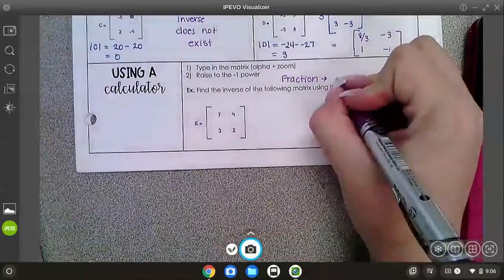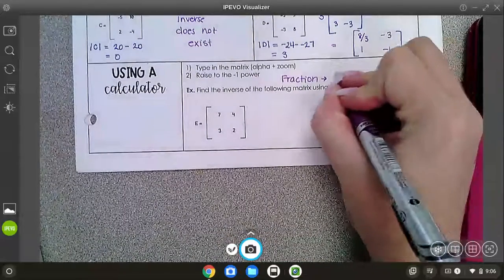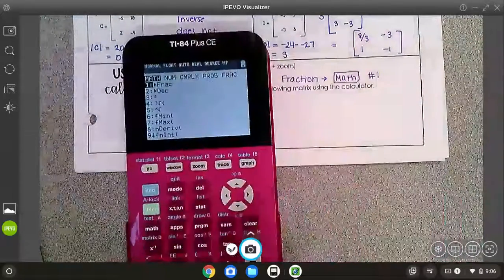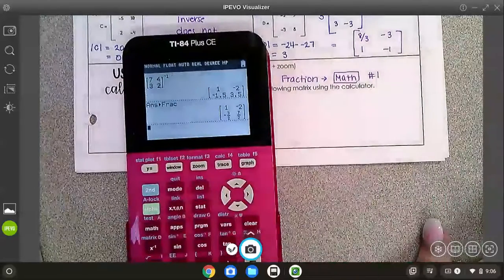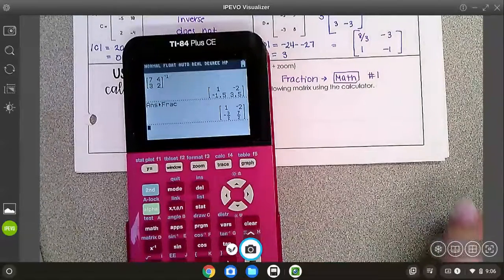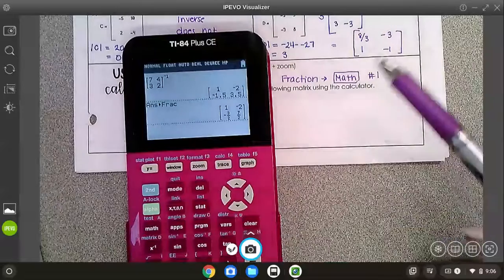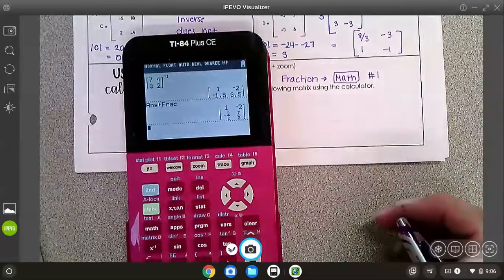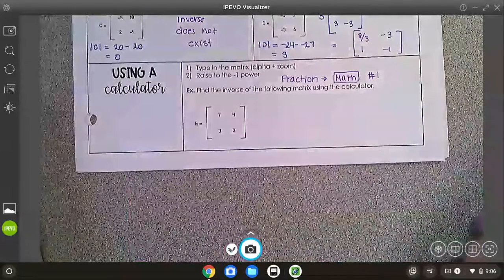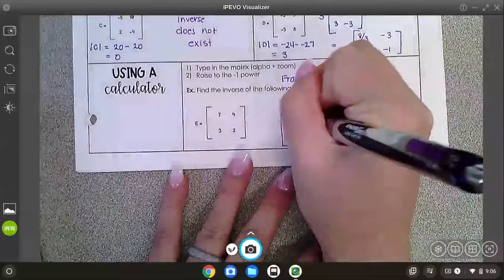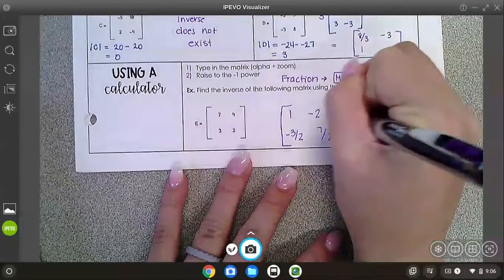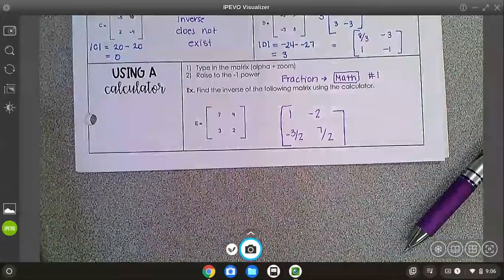It's the math button, and then it's number 1. And it'll convert to a fraction. Like the activity that you're doing tomorrow, your answers are in fractions like this. But we're going to be doing it by hand anyway. All right. Any questions? I guess we can write the answer. 1, -2, -3 halves, 7 halves. Okay.